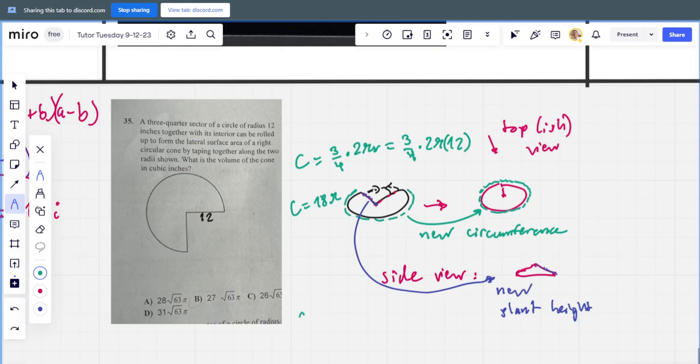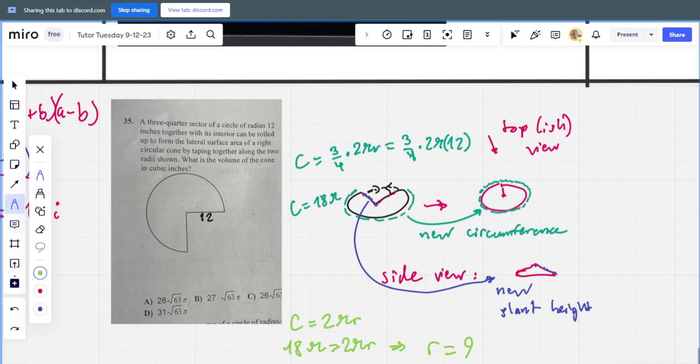So if we apply that formula again, 2 pi r, this time with the full base of the cone, 18 pi equals 2 pi r. That implies that our radius is equal to 9. So yeah, that makes sense, right? We had a radius of 12 before for this 3/4 circle. When we put it into a cone, the radius became 9.